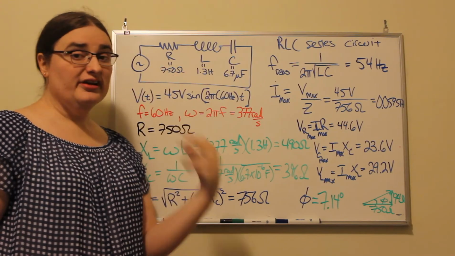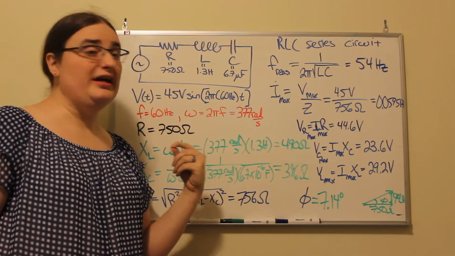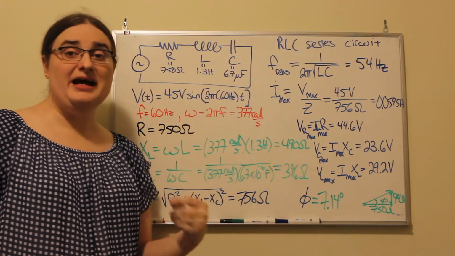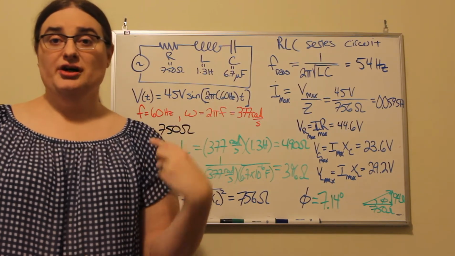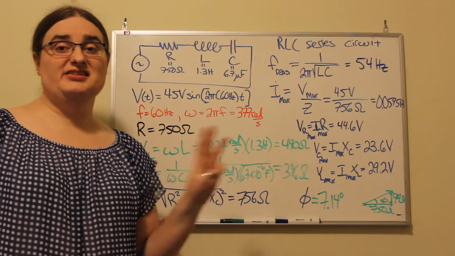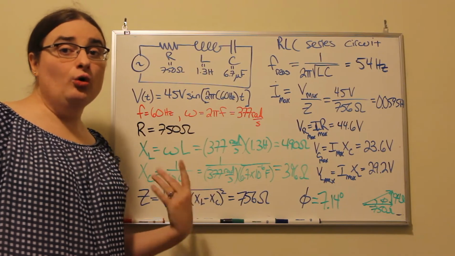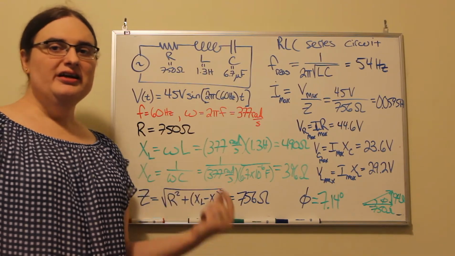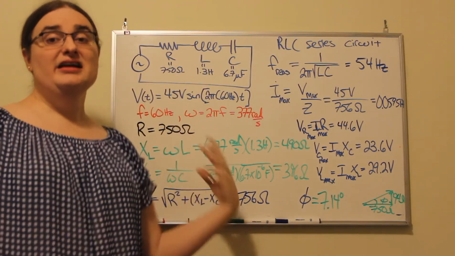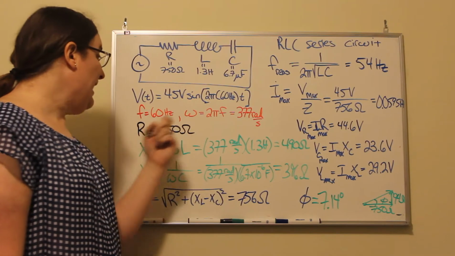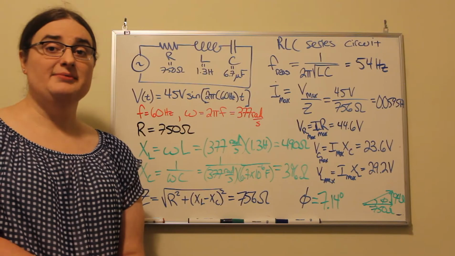Now the resistor is 750 ohms. The inductor has an inductance of 1.3 henries, and the capacitor has a capacitance of 6.7 microfarads. So there's a resistance and two reactances in this circuit. Our resistance is just 750 ohms. That's always going to be there in this circuit, even if we had a situation where the capacitive and inductive reactance canceled itself out.